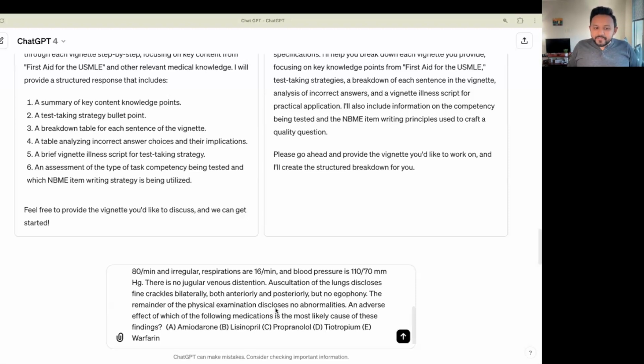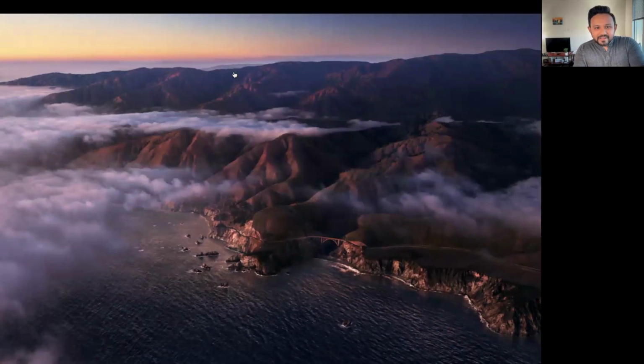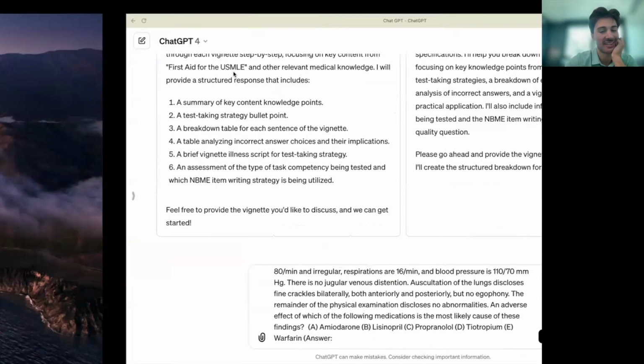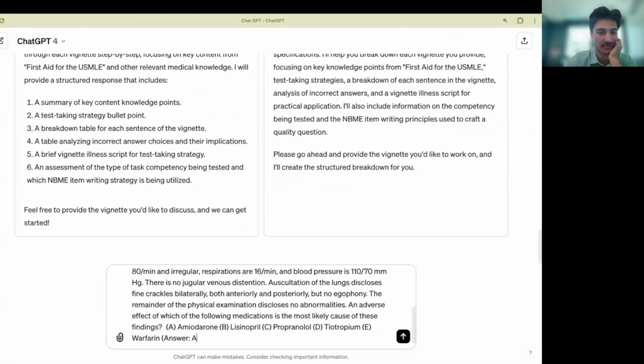An adverse effect of which of the following is most likely going to be present in this patient? Go ahead and take some time, type into the chat what you think the answer is. I like it. You guys are all staying active and engaged. Jake, what do you think? I think amiodarone is... we're going with the amiodarone here.